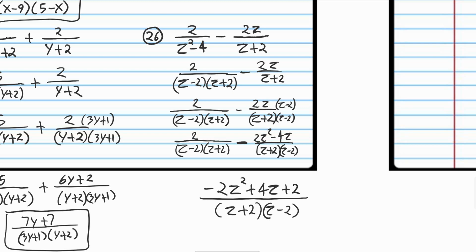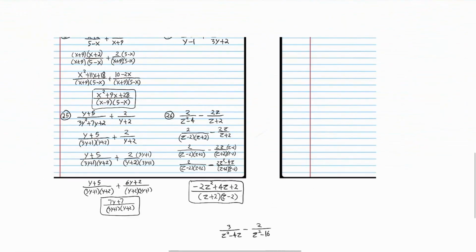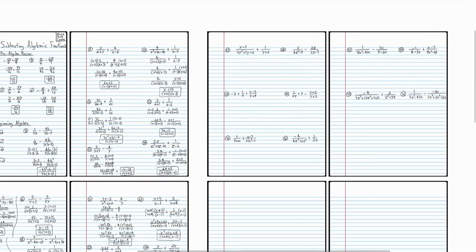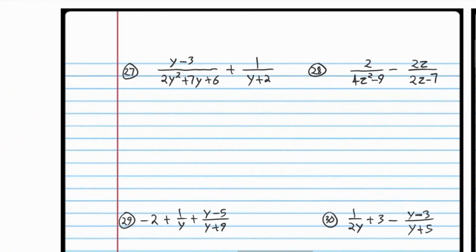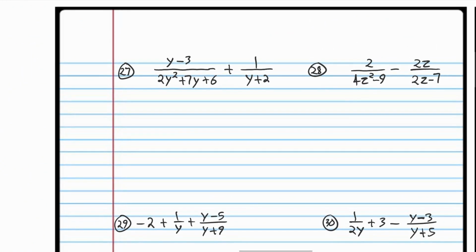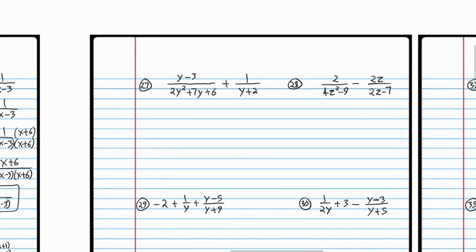Let's see, negative 2. I want to see if I can factor anything. Doesn't look like we can really factor anything, so there you go. That's your answer. So if you got that answer, good job. So for number 27, looks like it's going to be pretty standard. So why don't you go ahead and try number 27, and when you come back, we'll do it together.